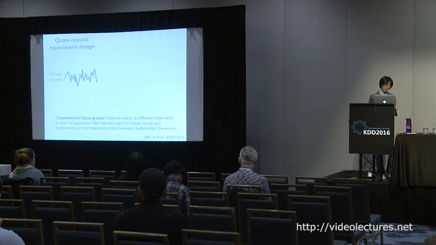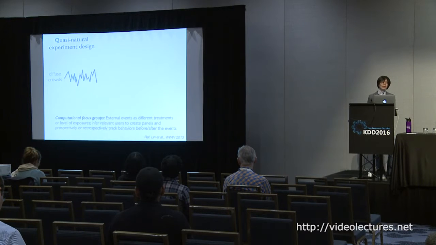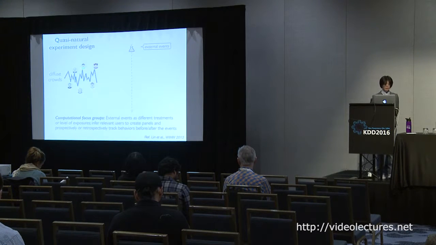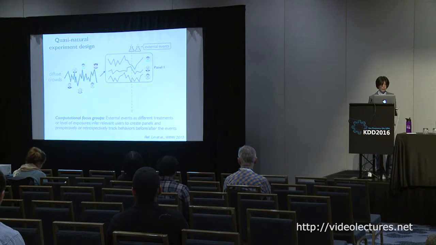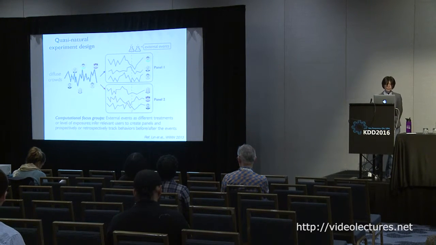So to answer the research question, we have proposed a quasi-natural experiment design called computational focus group. Here's the idea. Social media in aggregate is produced by a diffuse crowd, and there are a lot of people saying different things at different times. So to understand behavior change, the idea of the computational focus group is to utilize external events as different treatments or levels of exposure. And then we infer relevant users to create panels, prospectively or retrospectively, to track their behavior before or after events. You identify users to create panels based on users' attributes, which could be collected or could be inferred.